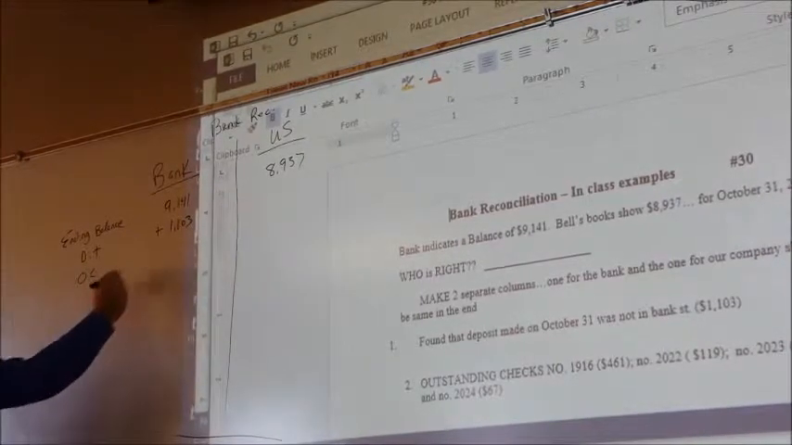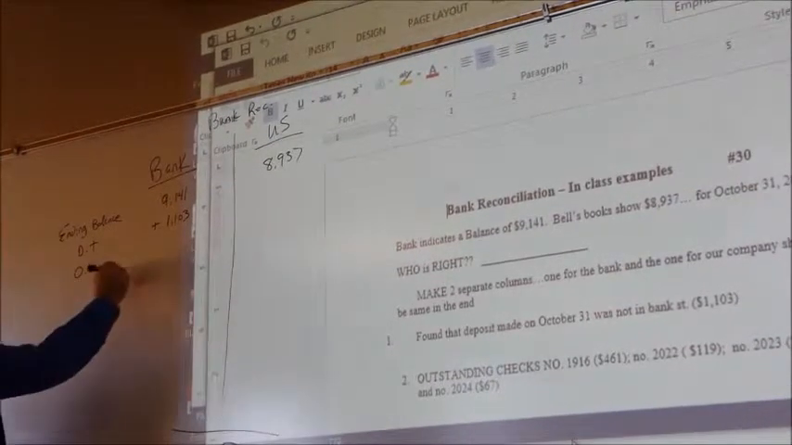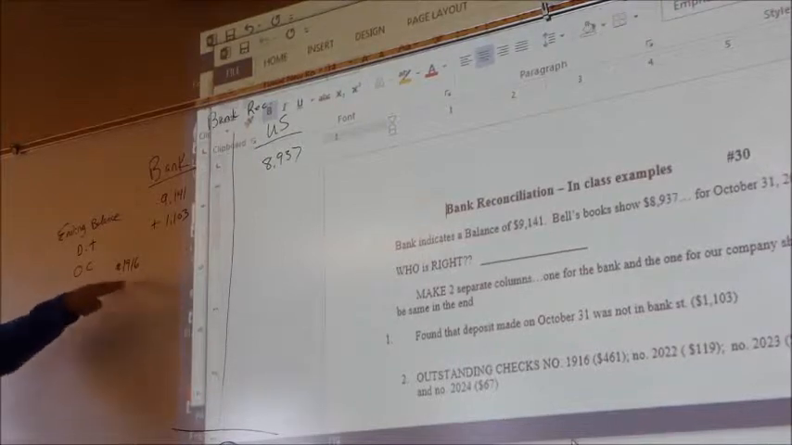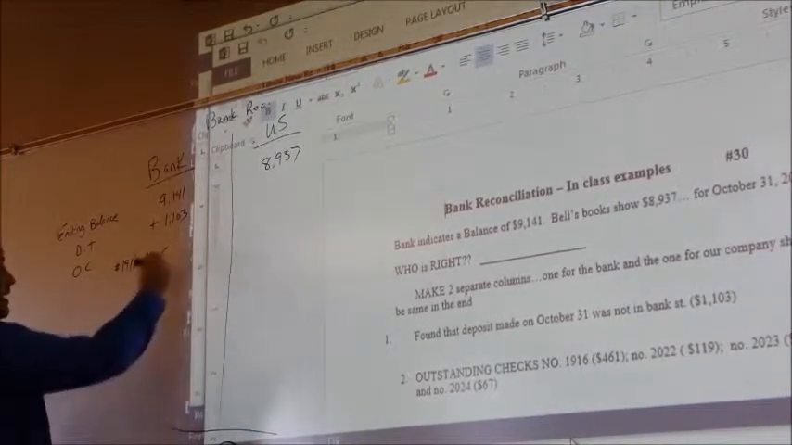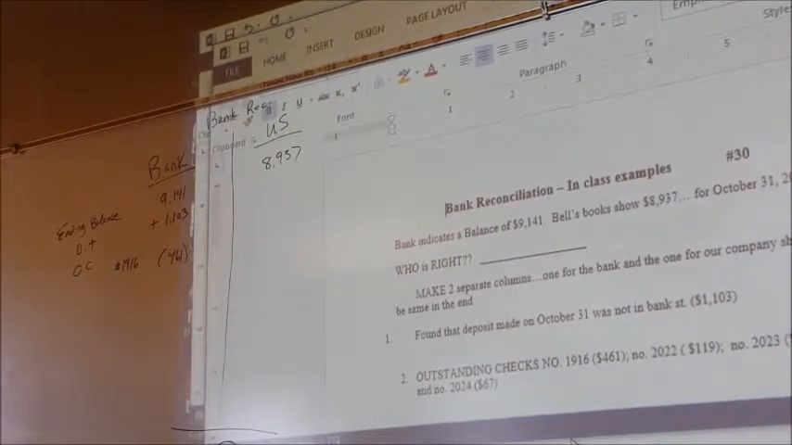Outstanding checks, and then I'm going to list them. I'm going to put the check number, 1916, so next month I can go back and see, did 1916 finally clear? And I'm going to show that the bank, if they knew about it, would be $461 lower.